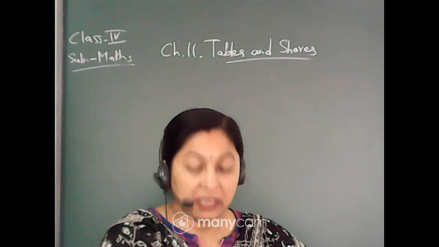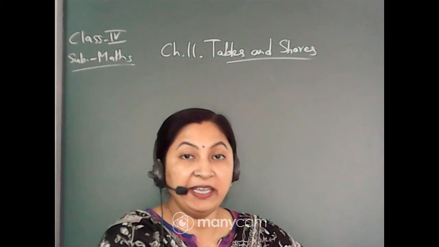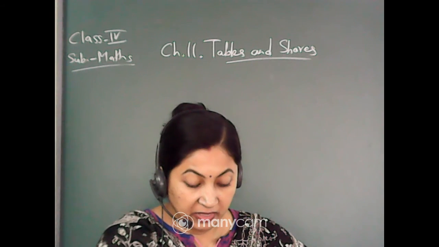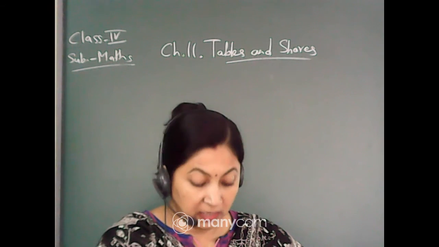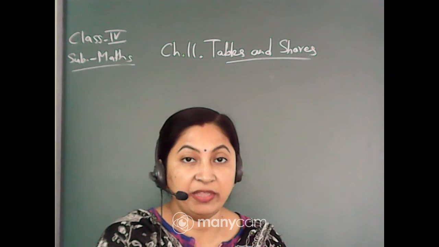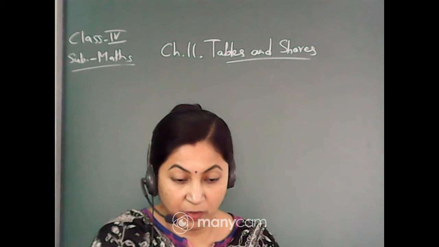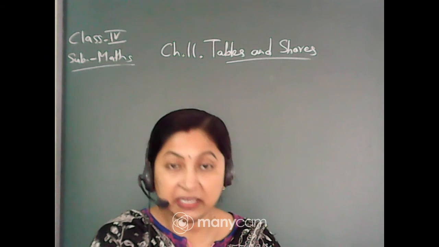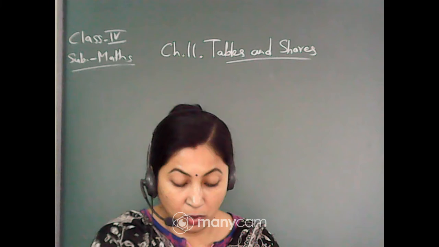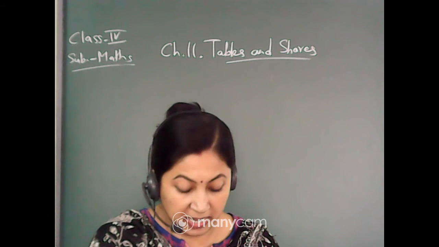7 ones are 7, then 7 twos are 14. So in the next box you will write 14. 7 threes are 21. In the third box you will write 21. 7 fours are 28. So in the fourth box 28. 7 fives are 35. In the fifth box 35. 7 sixes are 42. In the sixth box 42. 7 sevens are 49. Seventh box 49.